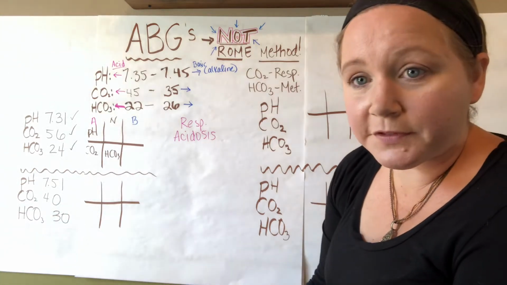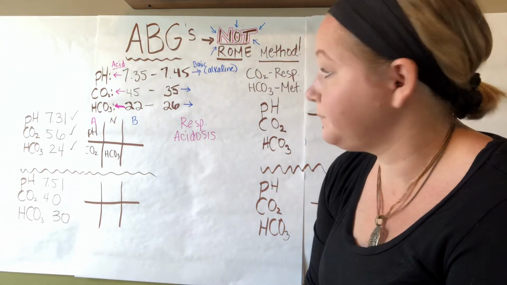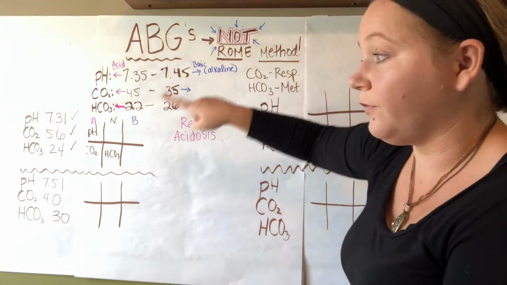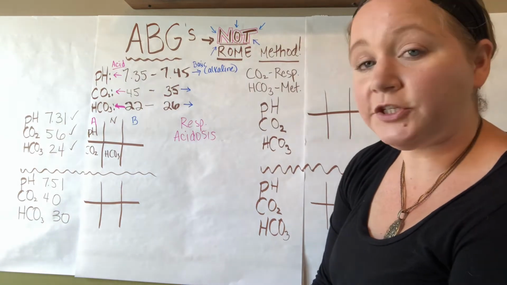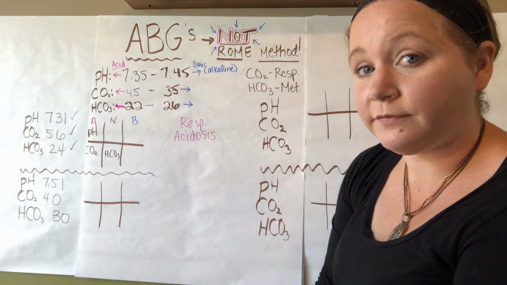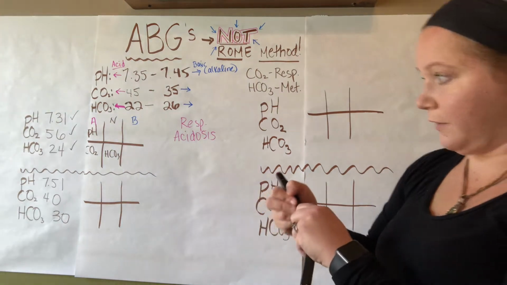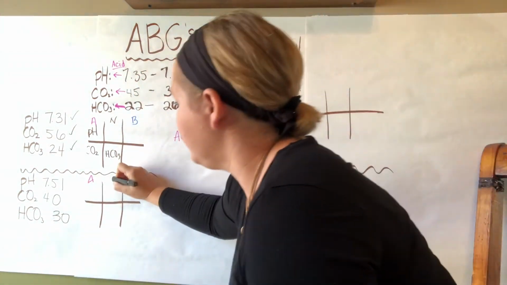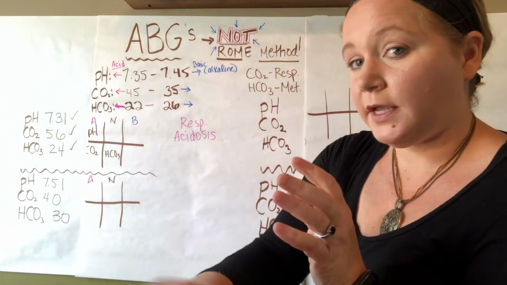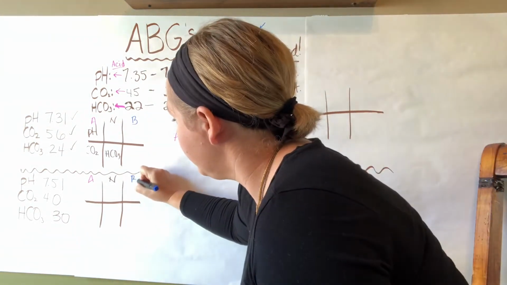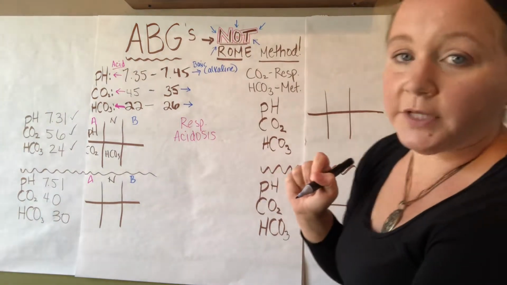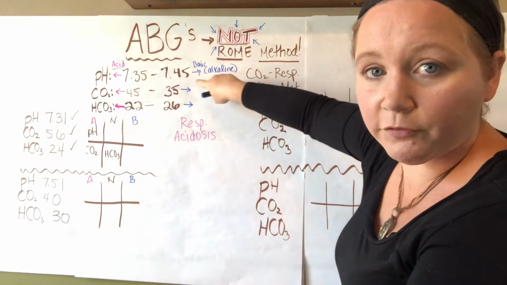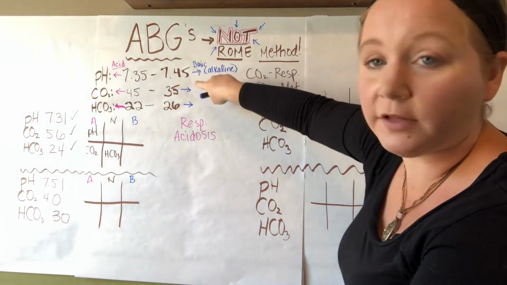Your next example is a pH of 7.51. If your normal range is 7.35 to 7.45, what box do you think I put a pH of 7.51 in? I'm going to do the same thing with this box over here. I'm going to put an A for the acid side, an N for the normal in the middle, and a B for my basic side. So a pH of 7.51 is more than 7.45, and that lands over here on the alkaline base side.